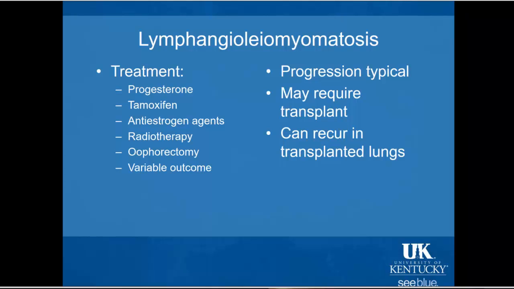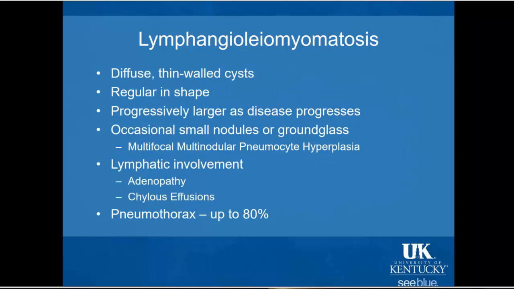The overall outcome is fairly variable, but slow progression is fairly typical, and that can lead to the need for lung transplant, but the lung can still have recurrence even after transplant. So what do we see on imaging?